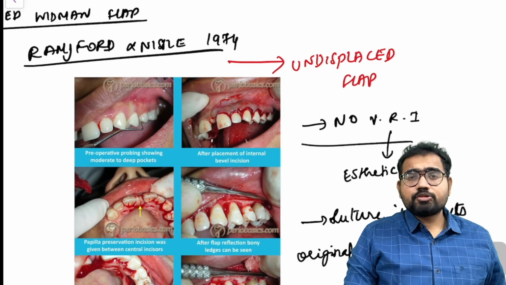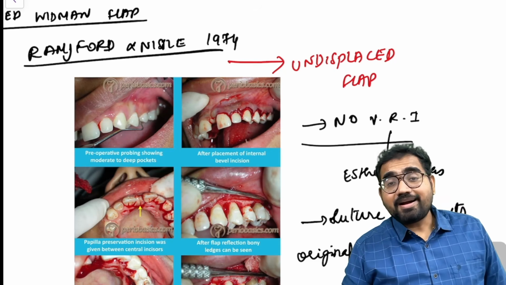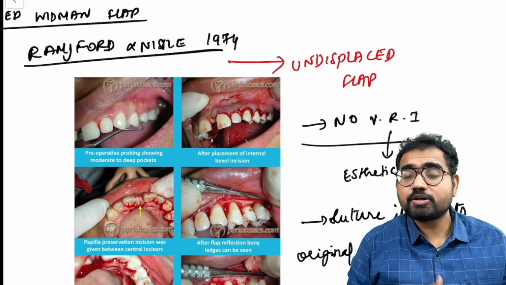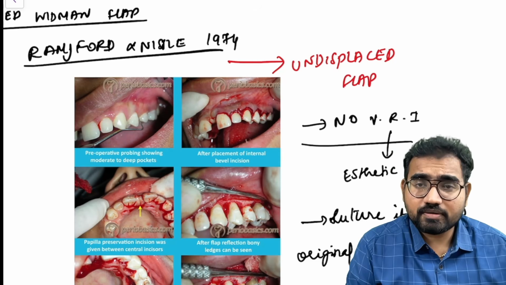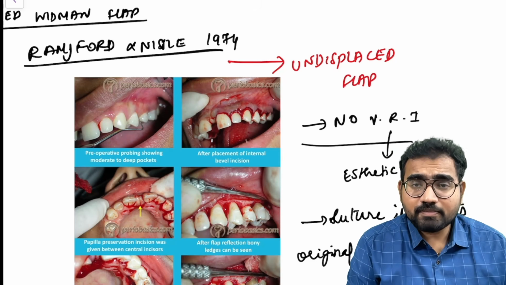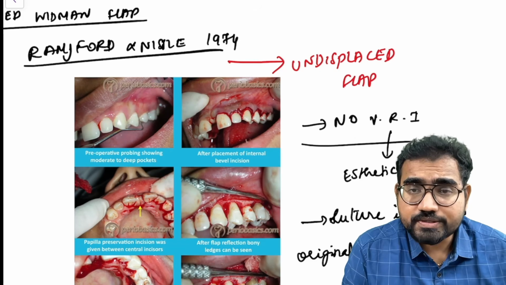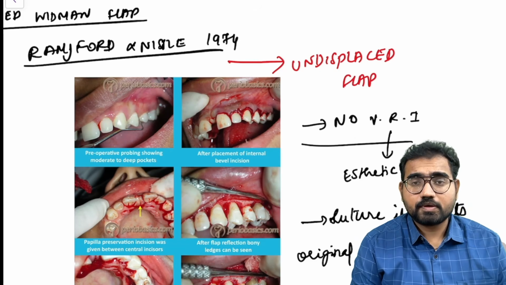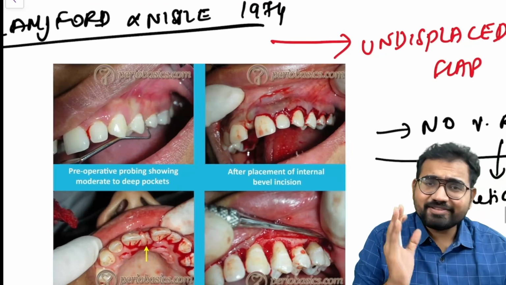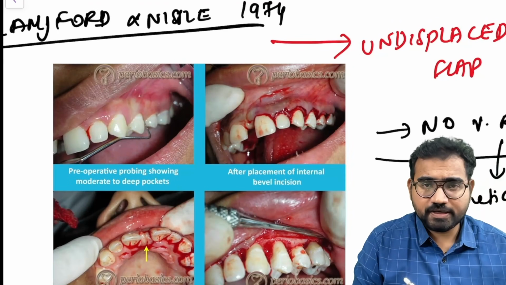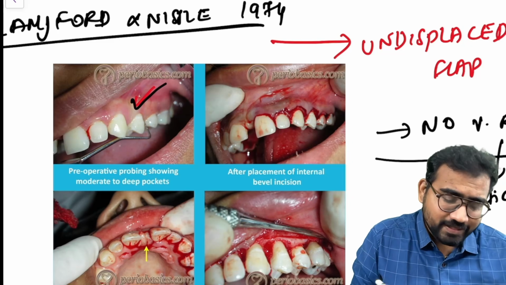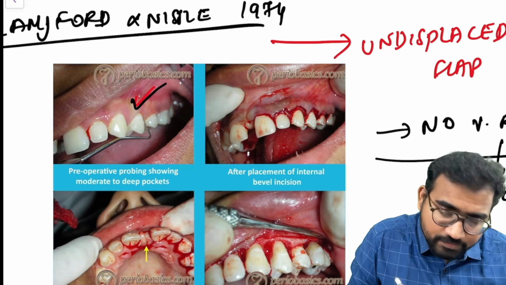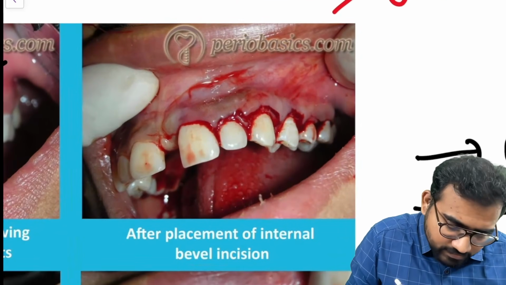Okay, so the modified Widman flap becomes an undisplaced flap. Why? Because I'm going to bring the flap back to its original position. Okay, so now what is the technique? Very simple. Pocket is being measured in the first image.